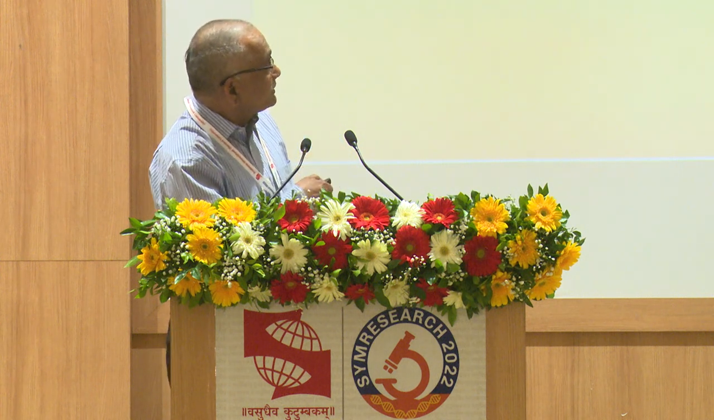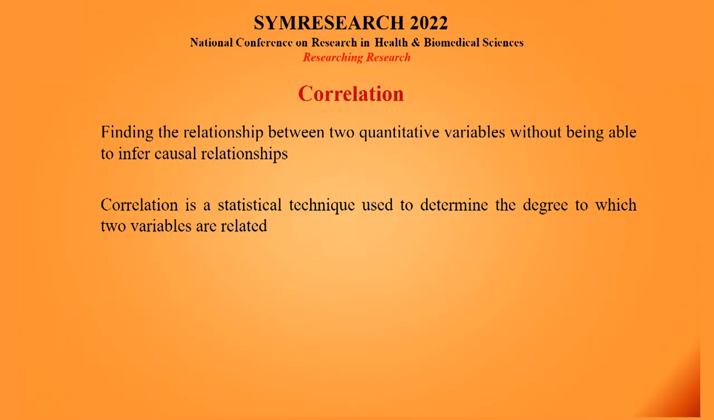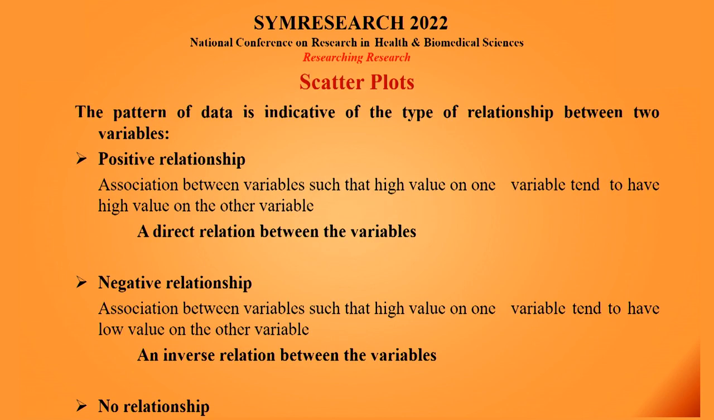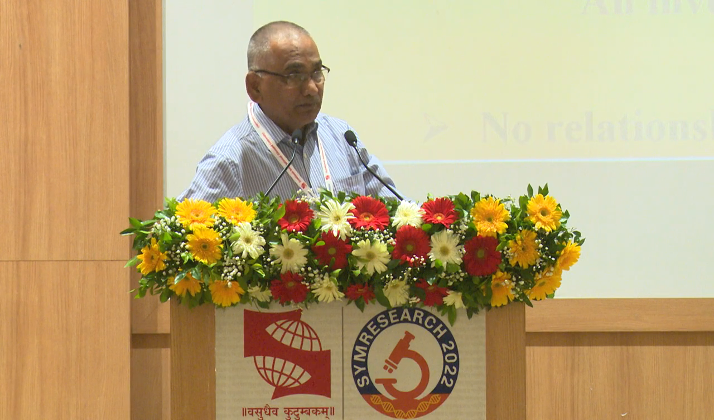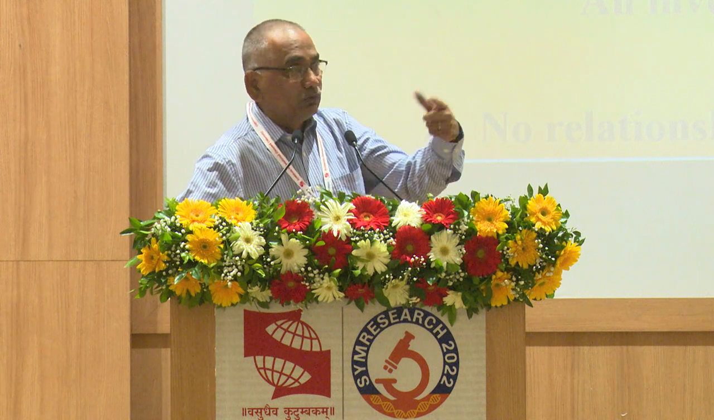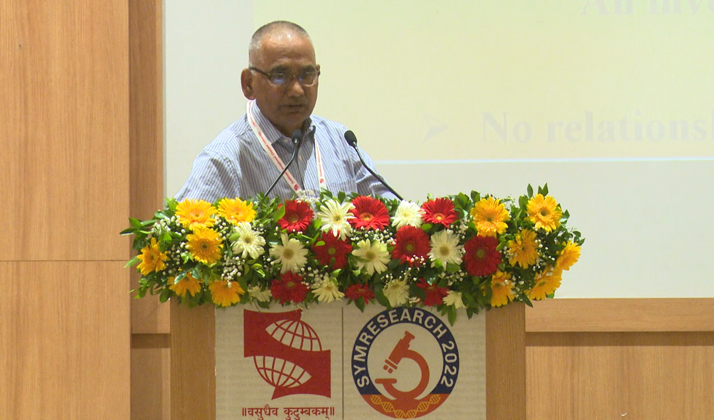So correlation is a statistical technique used to determine the degree or extent to which two variables are related, right? They co-vary. The relationship could be positive or negative. We are talking about linear relationship, not curvilinear relationship. As in the first session, when he was talking about symmetry, he showed one kind of symmetry and another kind. So there may be a correlation, but it may not be linear. In such a situation, when you do the correlation, you may get zero. He mentioned it very clearly, right?